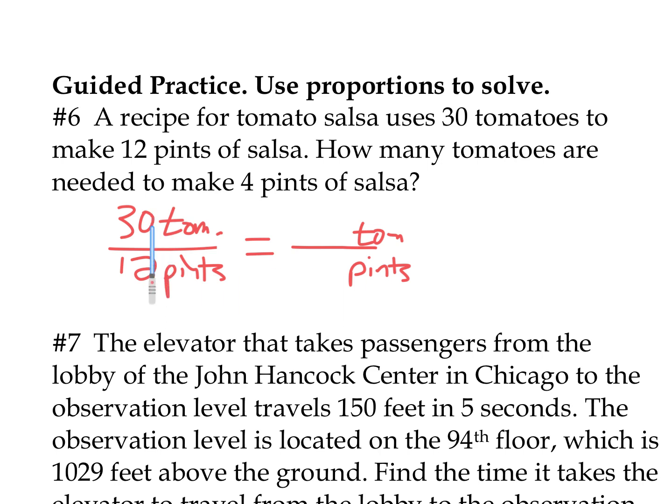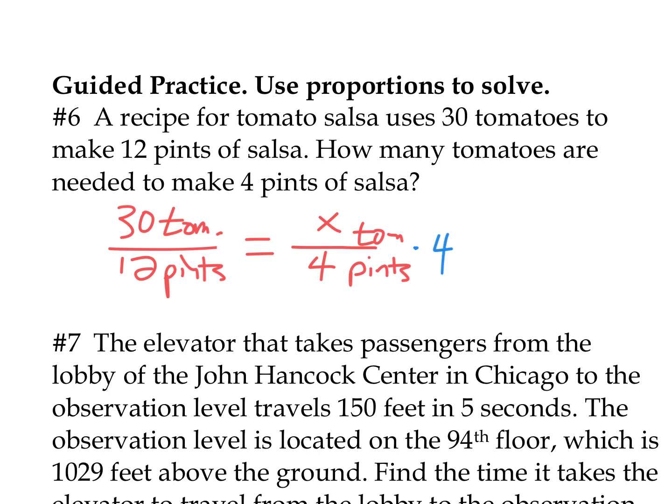And so 30 tomatoes to 12 pints, we want to know that would be equal to, when we make 4 pints, where's that going to go? That's going to go right here, 4 pints. How many tomatoes? That's what we don't know. That will be our variable. So some number of tomatoes to make 4 pints. And now we could solve this proportion. We could solve this to get the x by itself.